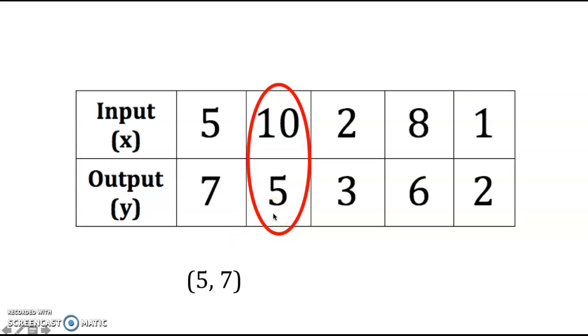Now I want you to try this one on your own. We know that the top number is our x-coordinate, the bottom number is our y-coordinate. I want you to try this on your own. What do you think it's going to look like below?